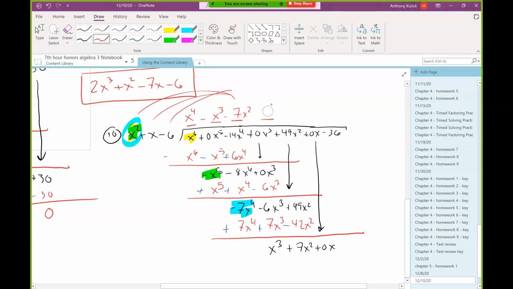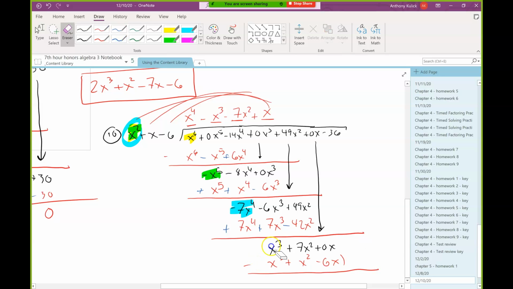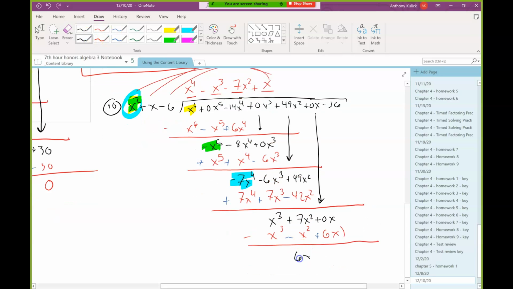And then back to the top. How many times does x squared go into x cubed? Well, that's just x times. Multiply it to the whole thing, and subtract down. Distributing through our negative, I get negative and then positive. So I have 0, 6x squared, 6x, and I'll bring the 36 down, or negative 36 down, I should say.